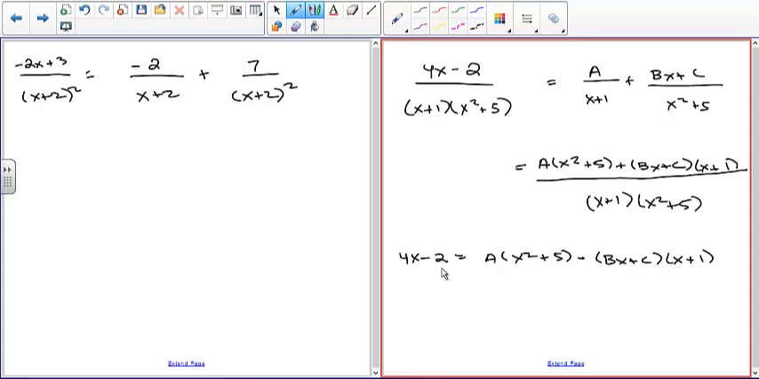So we multiply out the right-hand side. So we'll get ax squared plus 5a. Okay, that was easy. Just a times each one of those. And then we use FOIL. Bx times x is bx squared. C times x is cx. Bx times 1 is bx. And c times 1 is c.